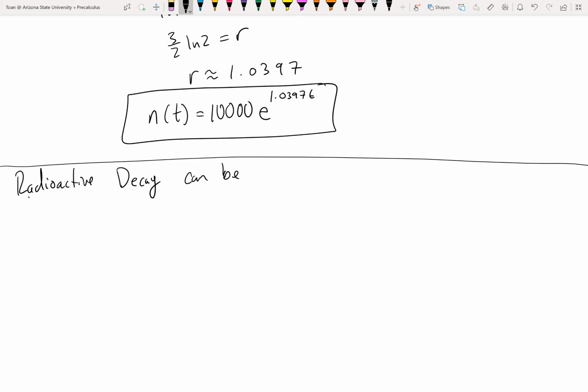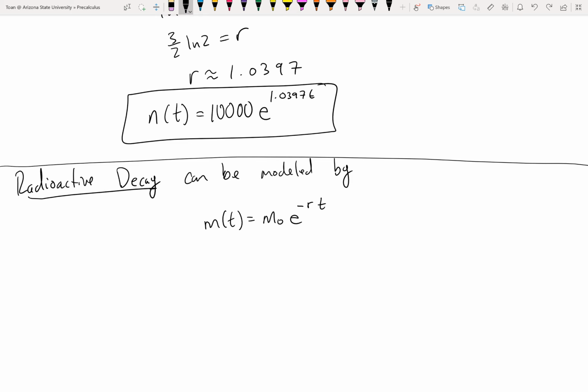Radioactive decay can be modeled by M of t equals M sub naught e to the negative rt power. Not surprisingly, it looks almost identical to all the models we've been using, with the exception that I use M for mass instead of N for number. And notice that the exponent is negative. Well, it has to be negative because we want a decay model.